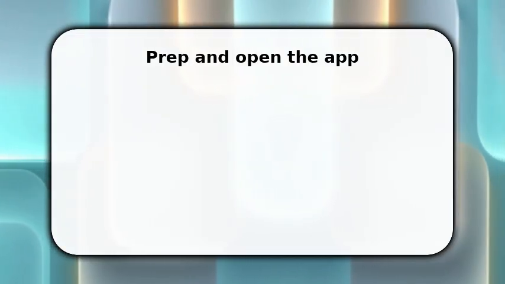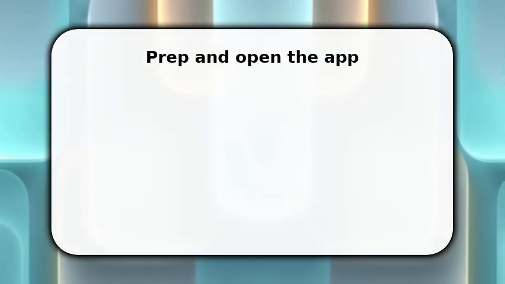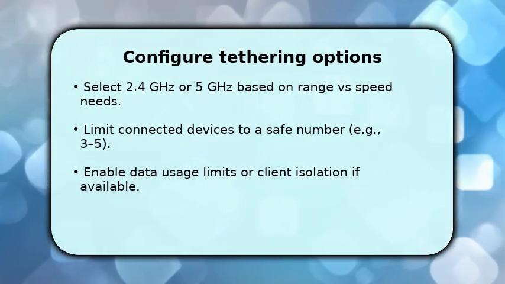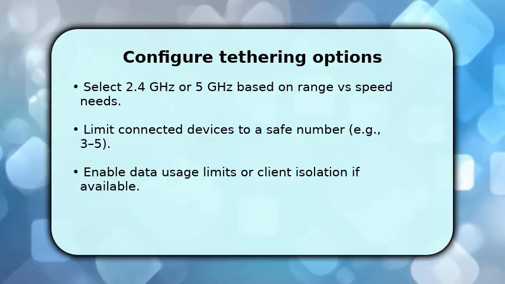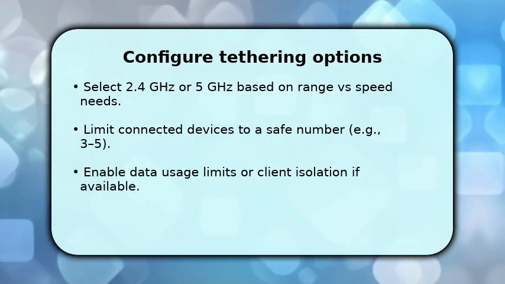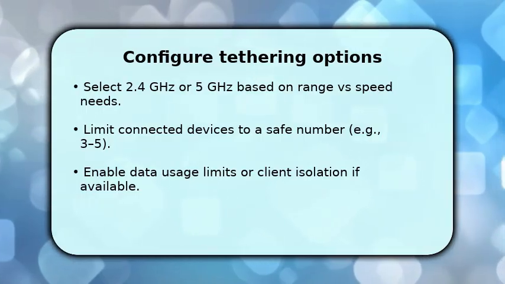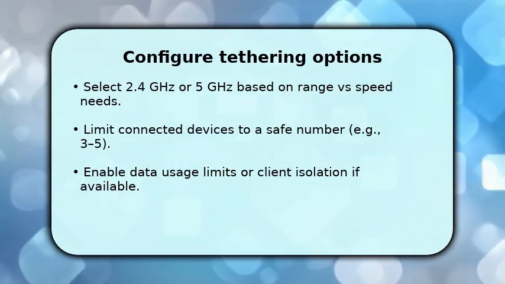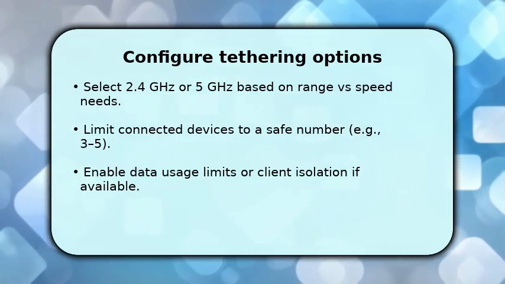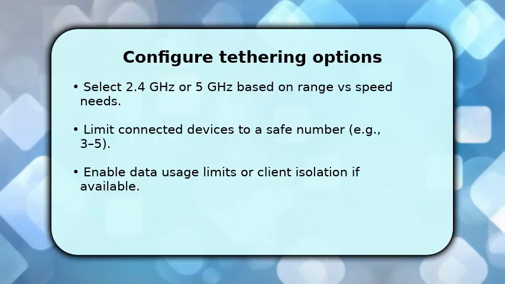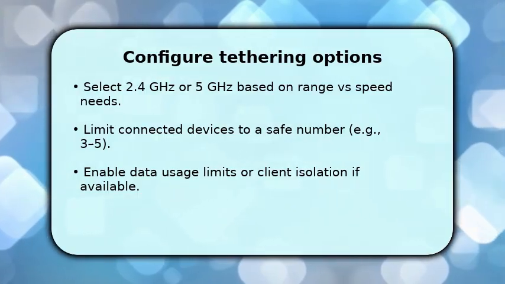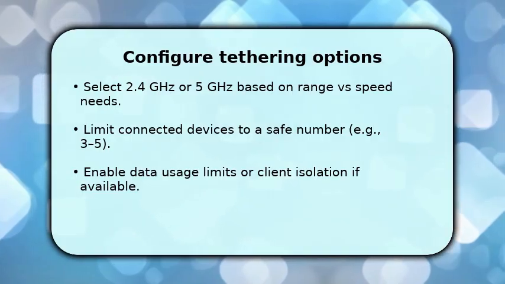Next, configure the tethering options that matter. Choose 2.4 GHz for range or 5 GHz for faster local speed, and set a client cap so you don't exceed your data plan. Once configured, enable data limits or per-client quotas in the app to avoid surprise charges. Make sure client isolation is on if you don't want devices to talk to each other. After saving these settings, the app will create the network. Check the displayed SSID and password, and proceed to connect your first device.